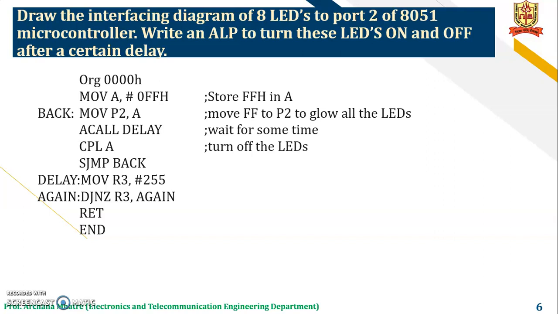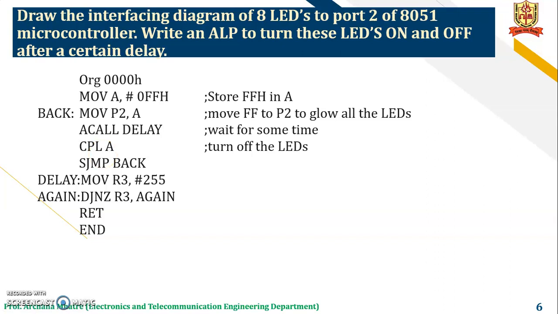Now here is the program to make all the LEDs on and off. First we put the highest value, that is FF, into the accumulator. Then all bits of the accumulator are 1. Then move it to the P2 port. Here all the LEDs will glow, that means all the LEDs will be on. Then call delay, keeping the LEDs on for some time, then complement A. While complementing A, the value of A becomes 00H. That means it will turn off all the LEDs.